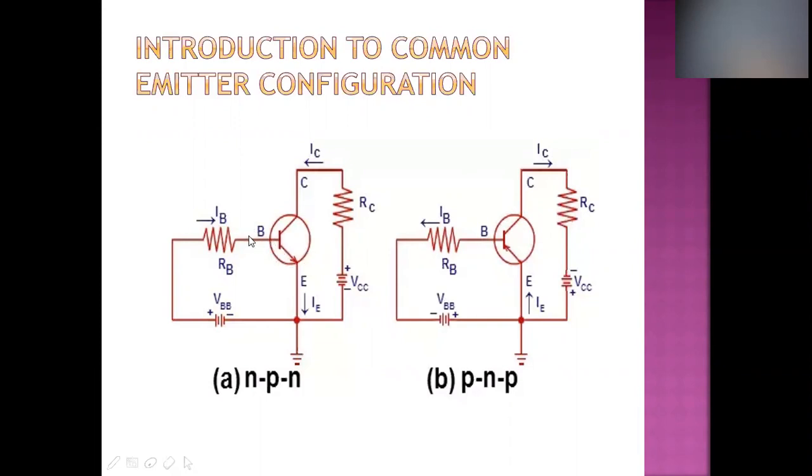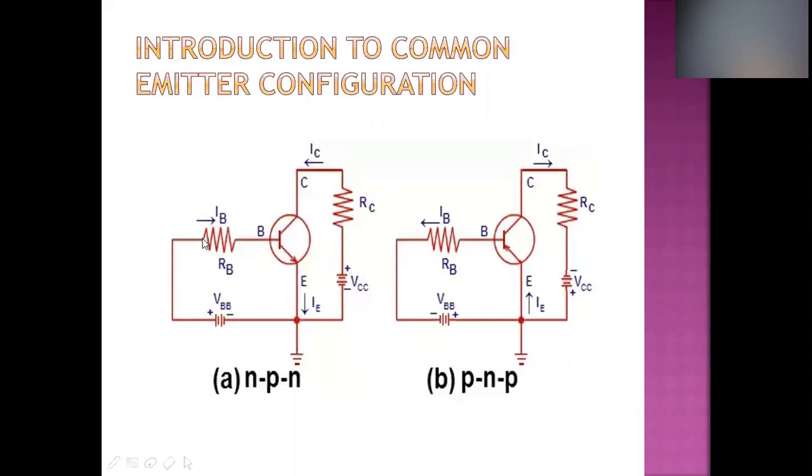Now here we can see in the base terminal a resistance RB, and in the collector terminal there is also a resistance RC. The base terminal is fed with the source voltage VBB, and in the PNP transistor there is also a source voltage VBB. In the collector terminal there is a source voltage VCC, and in this terminal also there is a source voltage VCC. Now the base terminal carries the base current IB, the collector terminal carries IC, that is the collector current, and this is IE, the emitter current.